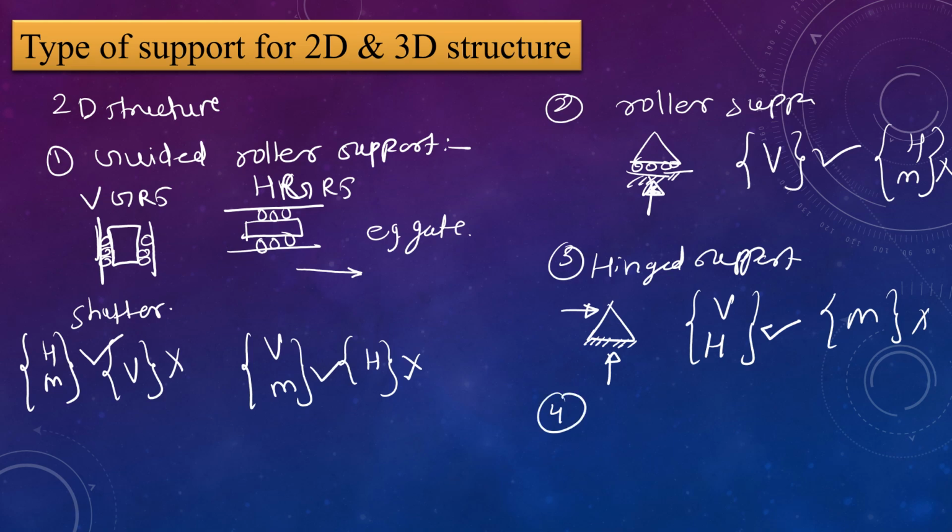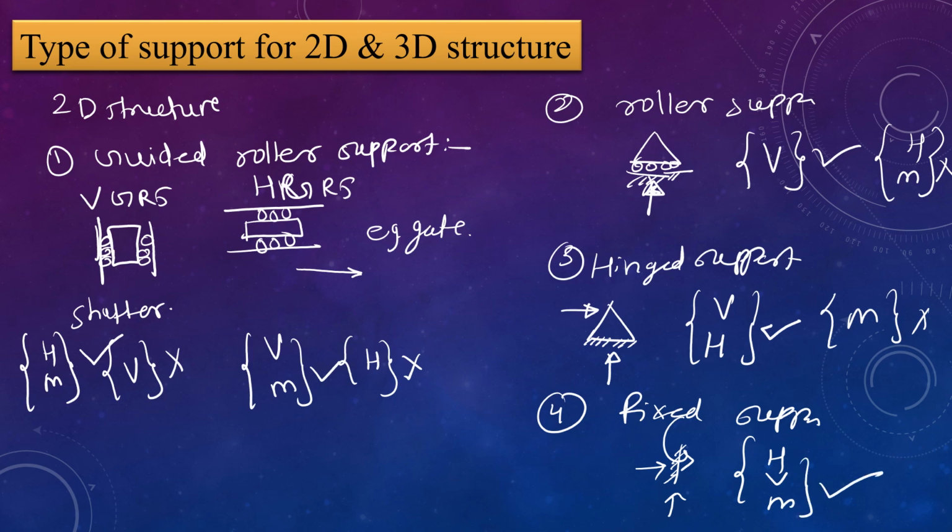Then fourth, fixed support. This is how we represent the fixed support: horizontal, vertical and movement. Here horizontal, vertical and movement, all three values are present, which means this fixed support is restricted in all directions, including movement. So these are the values for a 2D structure. Then we'll see a 3D structure.